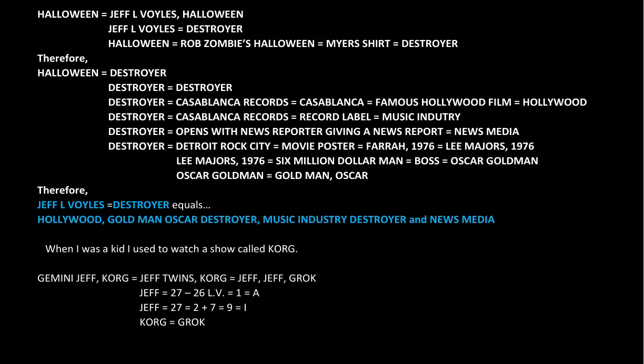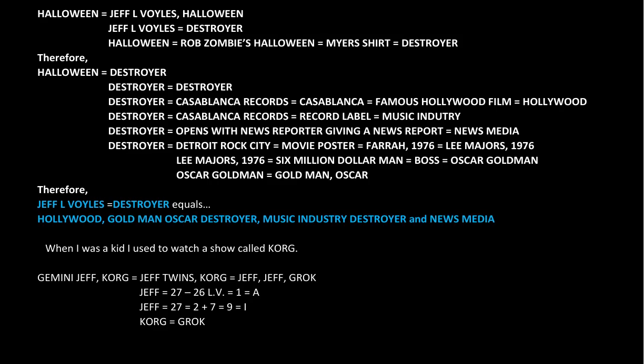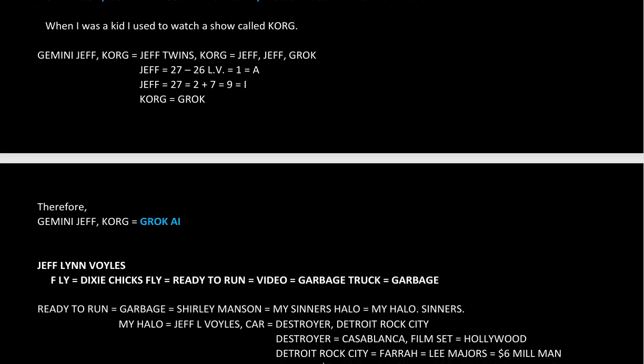When I was a kid, I used to watch a TV show, Korg. It's about a bunch of cavemen. It's called Korg: 70,000 BC. So I was a Gemini named Jeff who watched Korg. All right, Gemini Jeff equals twins. Gemini equals twins, so Gemini Jeff Korg equals Jeff Twins Korg, which is Jeff Grok. Grok is the anagram for Korg.